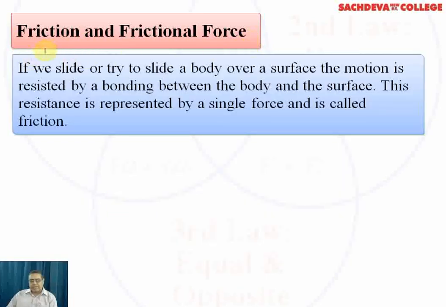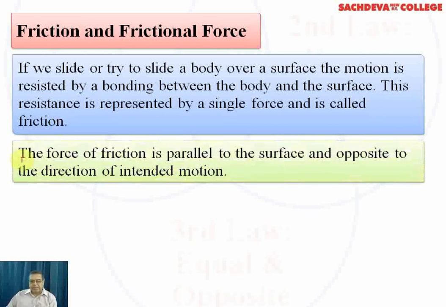We can put it like this: if we slide or try to slide a body over a surface, the motion is resisted by the bonding between the body and the surface. This resistance is represented by a single force, and this is called friction. So friction is basically a force which produces hindrance in the motion of another body on the surface.